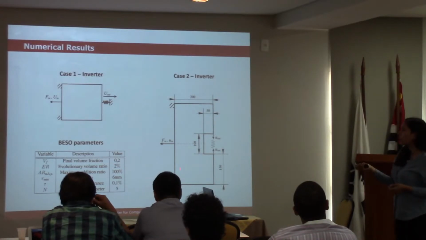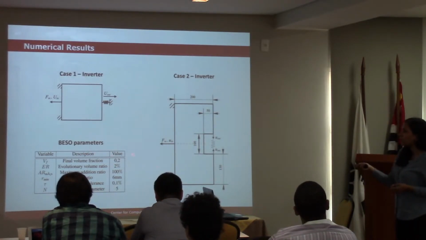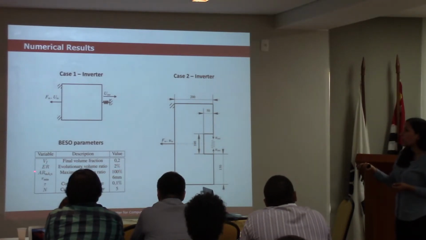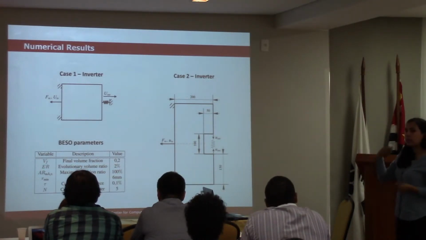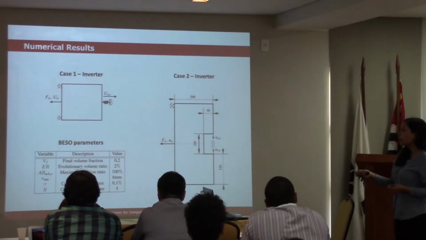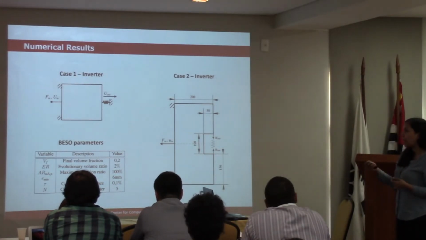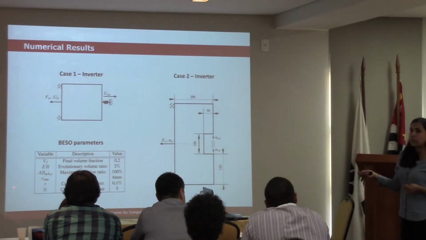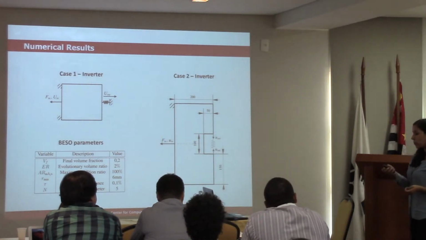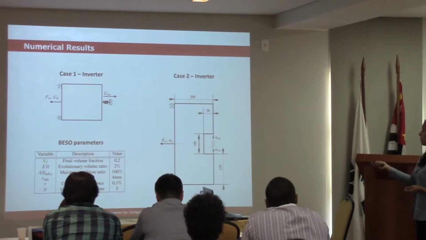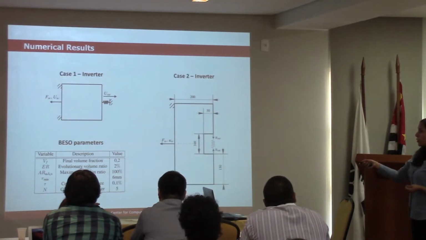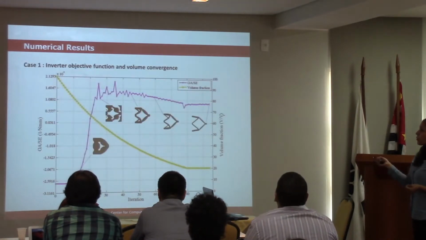Right here are some basic parameters. I told you some about them. This determines how much will be removed in the next iteration. This represents how much can be added. This is about the filter scheme that I told you was necessary to avoid numerical problems and things like that. We're talking about the first case, which was the inverter. And these were the results I found.